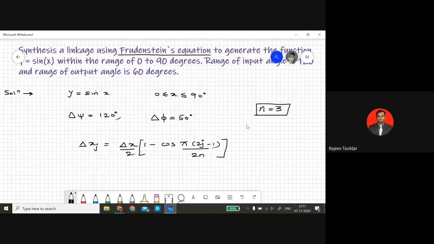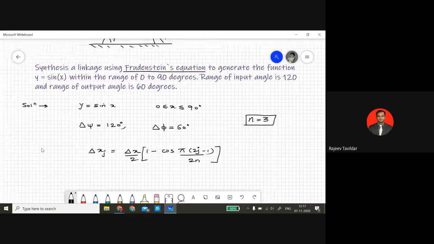So now you need not solve this and find out all the values. I have purposely taken this function y equal to sine x. If you just turn back your pages or refer to the 3 position and 4 position synthesis that you have done in the previous chapter, we have already solved this problem.